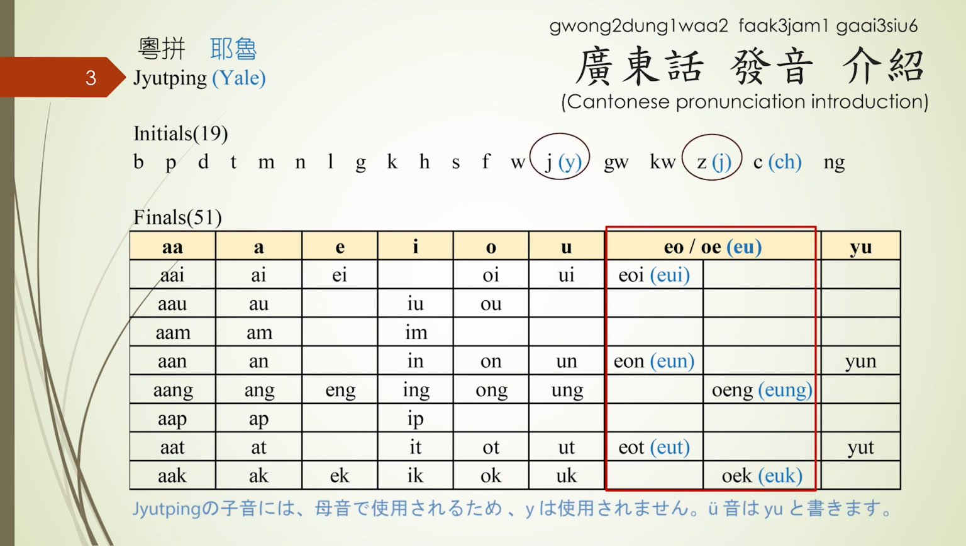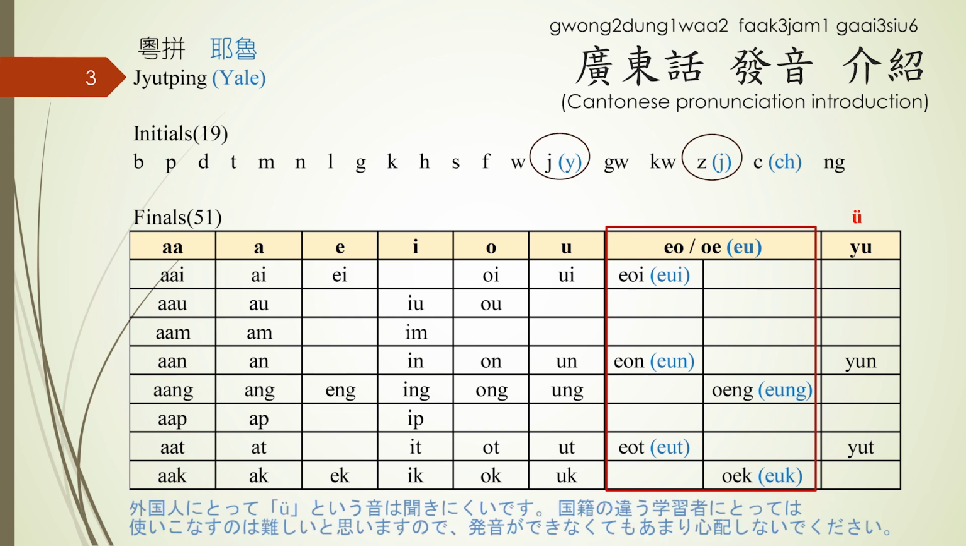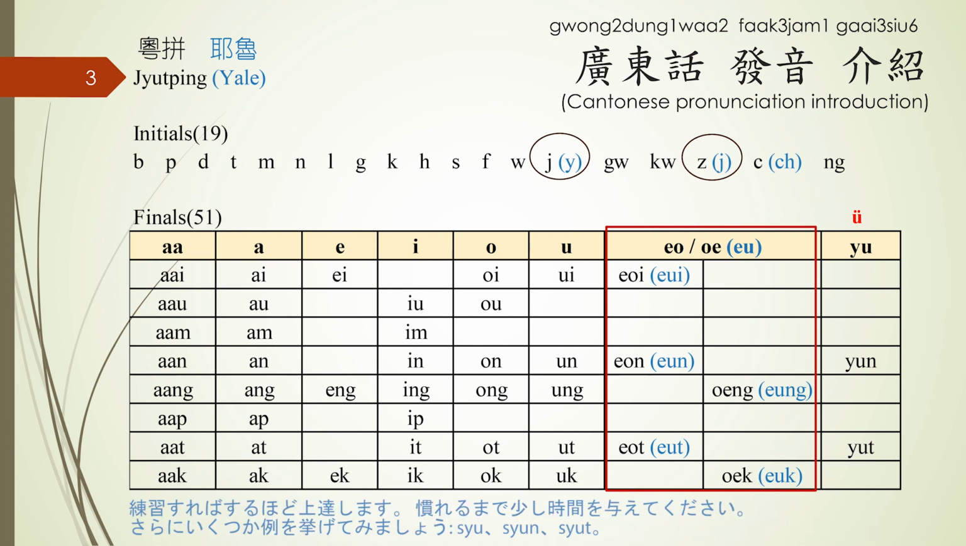The initials of Yuping do not have Y because it is used in the finals. Here, the sound is written as YU. It is not easy for foreigners. I think it's difficult for students of different countries to master it, so don't worry too much if you can't pronounce it well. Practice makes progress. Give yourself some time to get used to it. Let me give you some more examples.